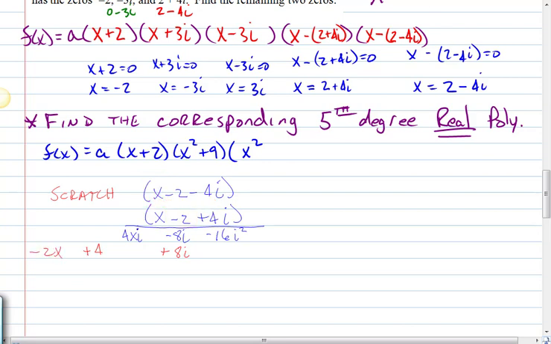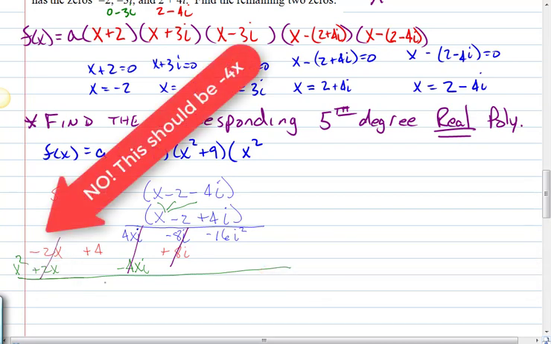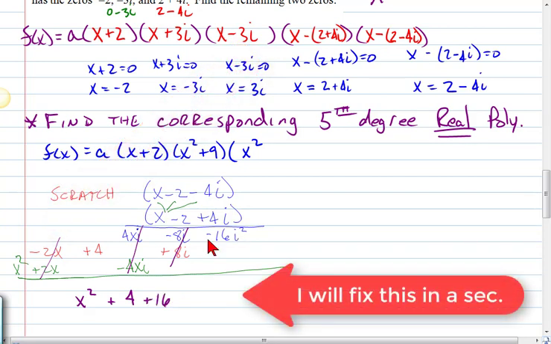And then next I'm going to come along and distribute the x's to these three terms, and I end up with minus 4xi plus 2x and an x squared. And when I add up my like terms, these are going to zero out, these are going to zero out, these are going to zero out, and I get x squared plus 4 plus 16, because i squared is negative 1 and negative 1 times negative 16 is positive 16.